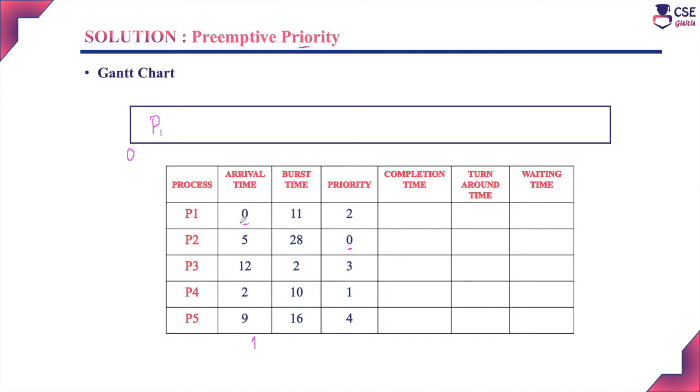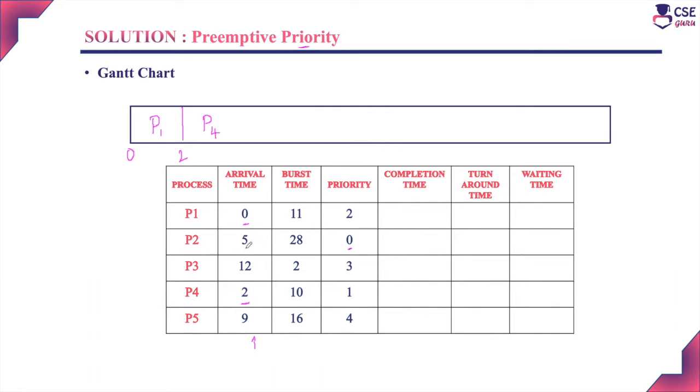Now process P1 will execute until a new process enters the ready queue. A new process enters at 2 milliseconds, and it is P4. So P1 executes until 2 milliseconds. At 2 milliseconds, P4 enters the ready queue. The priority of P4 is 1 and of P1 is 2, so P4 has the higher priority. Now P1 will be preempted and P4 will be assigned to the CPU for execution. P4 also will execute until a new process enters the ready queue.